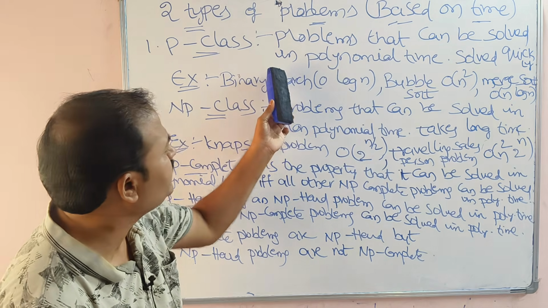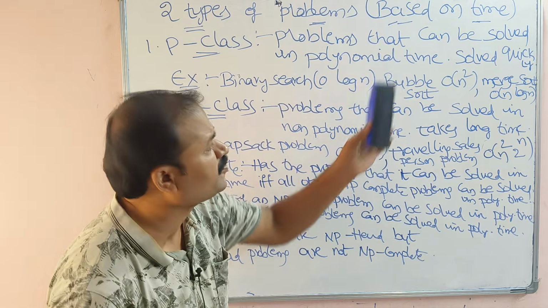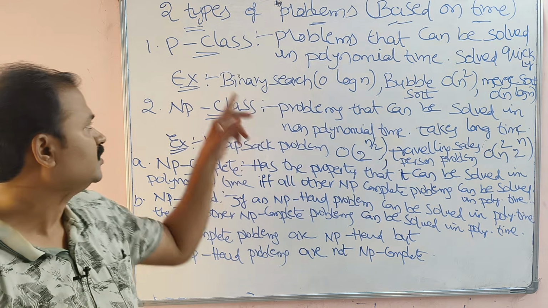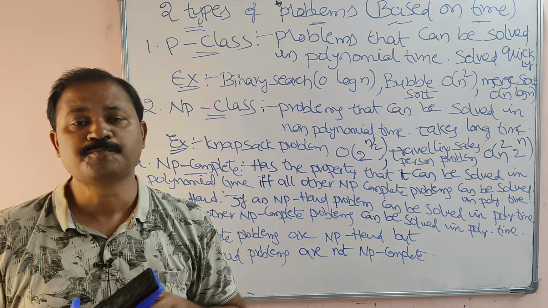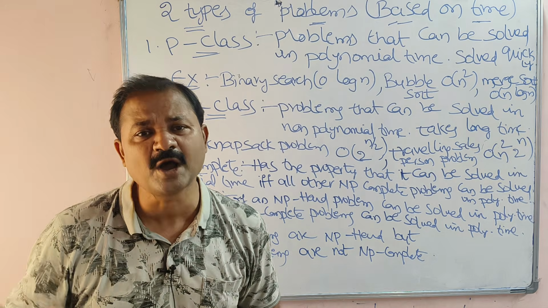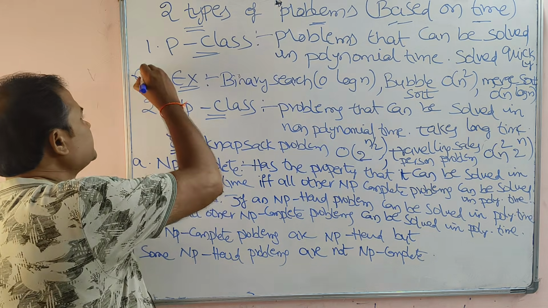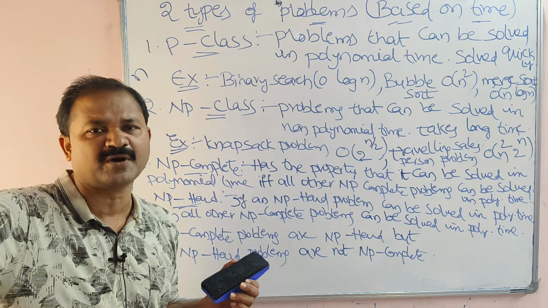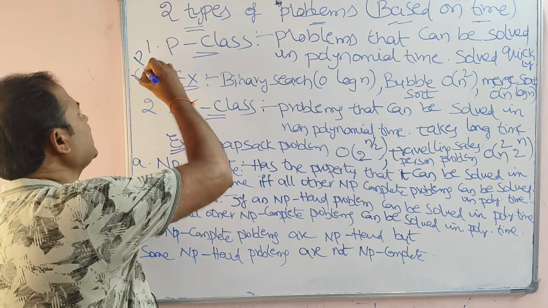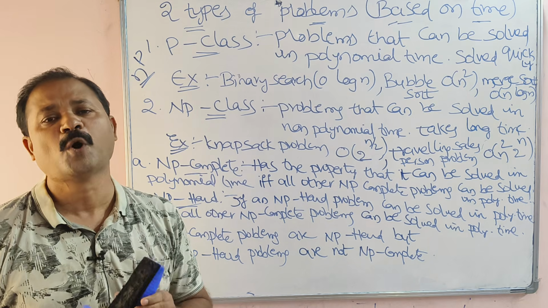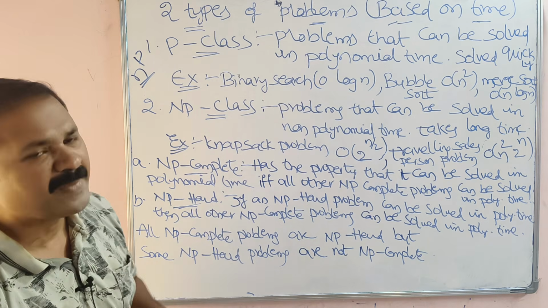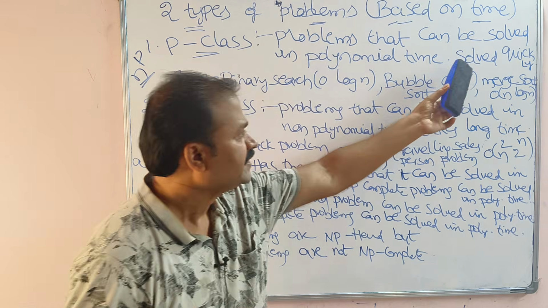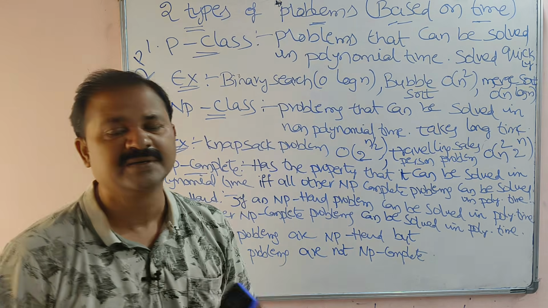Problems that can be solved in polynomial time are called P class problems. So here P stands for polynomial time. Polynomial means n power something: n power 1, n square, n cube, n power 4, n power 0. n power something is nothing but polynomial time. The main advantage of P class problems is that the problem can be solved quickly.